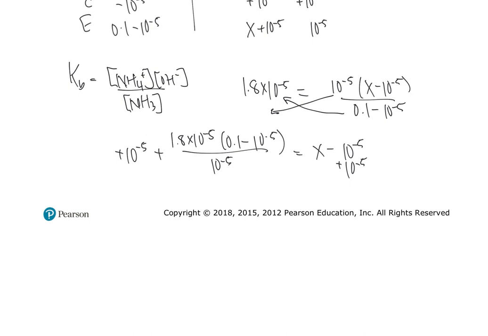So x in this case equals 0.18 molar. So that's my initial concentration of ammonium. Then if I want to find out how many moles I need to add, I'm going to realize that that's 0.18 moles per liter. So I'll multiply by the 2 liters I have, and I get 0.36 moles.